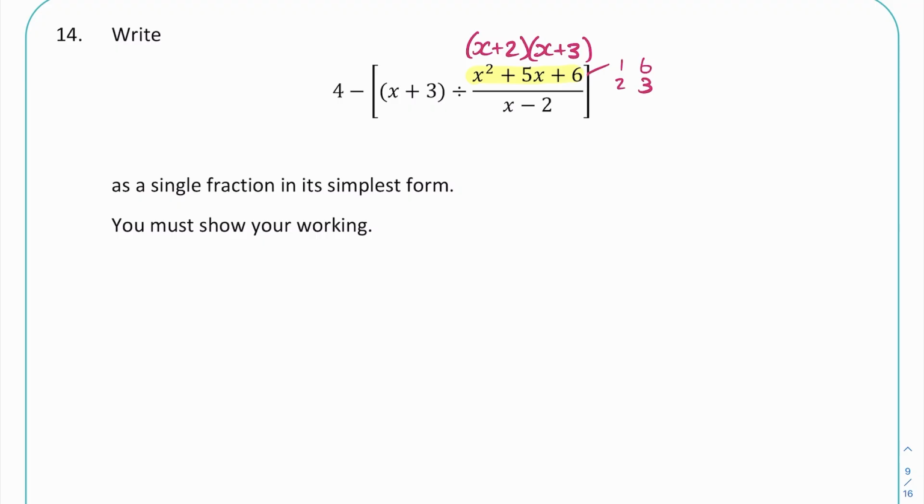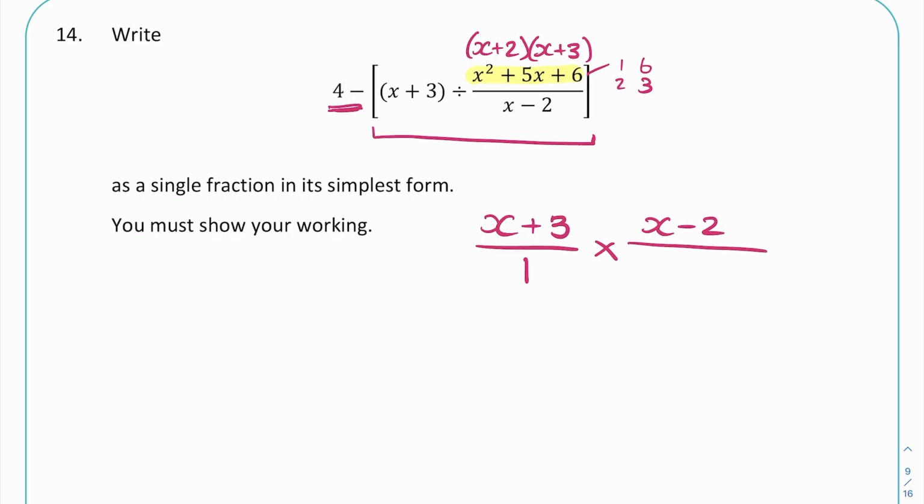We're going to do the brackets first, so we're going to come back to this 4 take away what's in there in a moment, as we've got this large bracket round it. Otherwise we'd have had to go left to right or follow our order of operations, but I'm going to do this bracket first. So I have x plus 3, which if I write as a fraction is x plus 3 over 1. And we're going to divide that by what we've got there. Now we know when we're dividing with fractions, we multiply by the reciprocal. So I'm going to multiply that by x minus 2 over our new double bracket that we've got, x plus 2 and x plus 3.